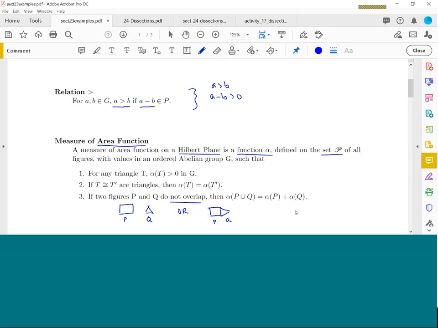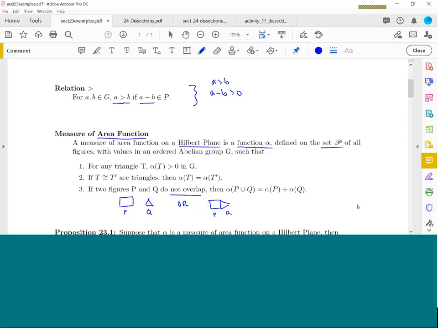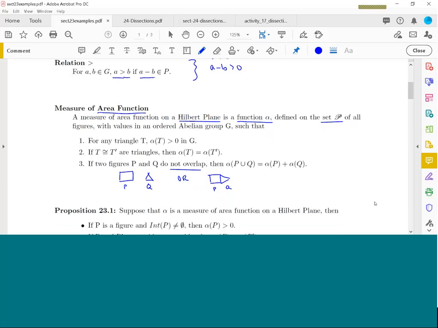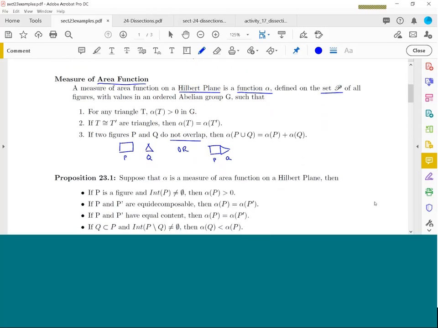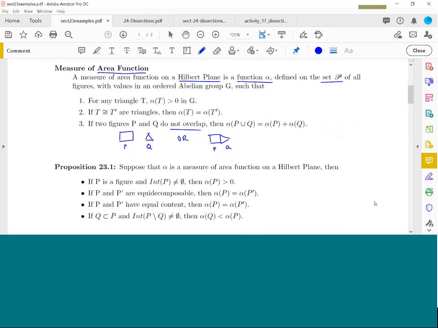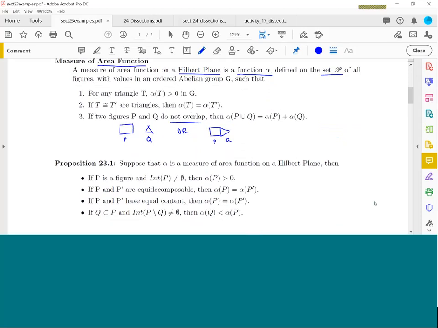And that's it in terms of your area function. So notice what's going on here when we're talking about this little alpha parentheses P, that's literally telling you area of figure, whatever the figure is inside the parentheses. Now, that's the definition of your area function. Here are some results. Don't overthink them. These results, for the most part, are relatively straightforward.